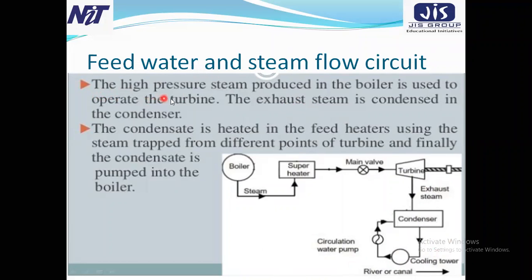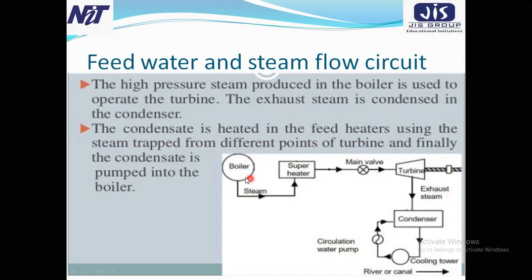Now the high pressure steam produced in the boiler is used to operate the turbine. Yes, the exhaust steam is condensed in the condenser. So this is already shown in this diagram. The condensate is heated in the feed heaters using the steam tapped from different points of the turbine, and finally the condensate is pumped into the boiler. So this is the very basic and general process of the feed water and steam flow circuit.